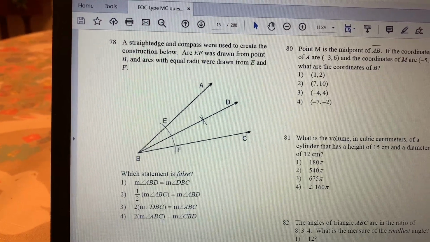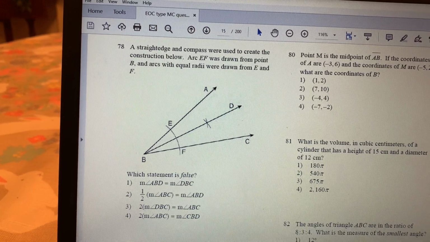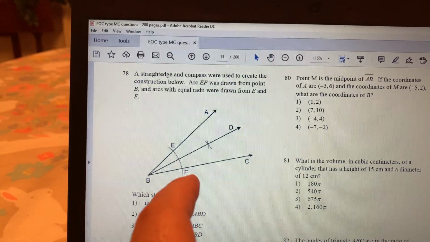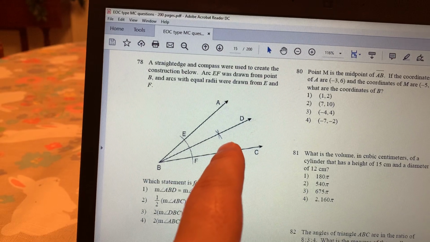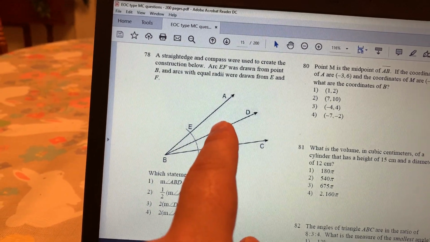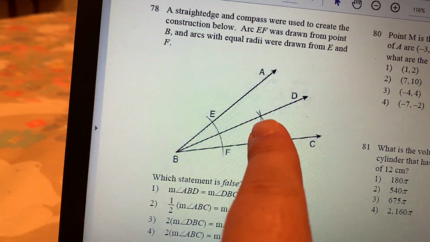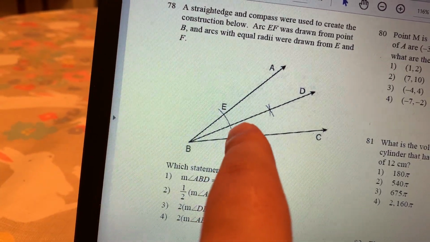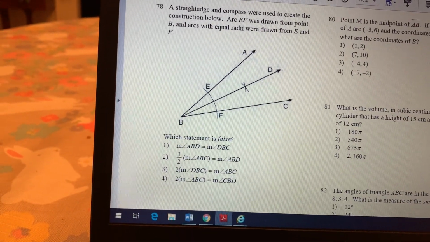Arc EF was drawn from point B, and arcs with equal radii were drawn from E and F. So now, after they drew that arc from B, they put it on point E and drew what I'm guessing is actually, if you kind of look at it right here, the arc on the right there, the more vertical one. All right, and then point F would be that other little mini arc. All right. So it says which statement is false. So 3 are true, 1 is false.